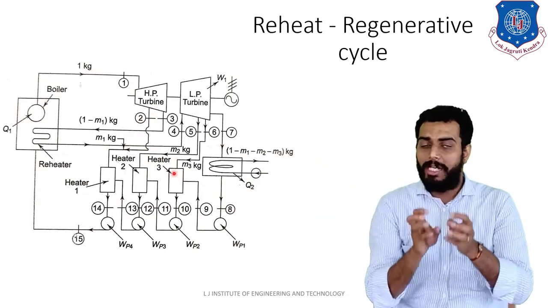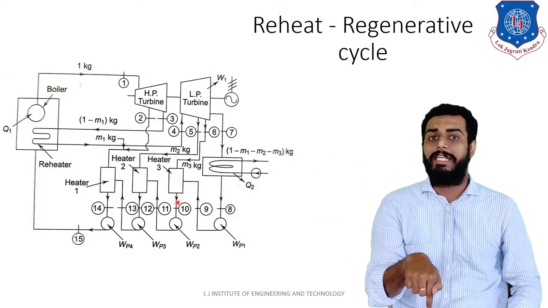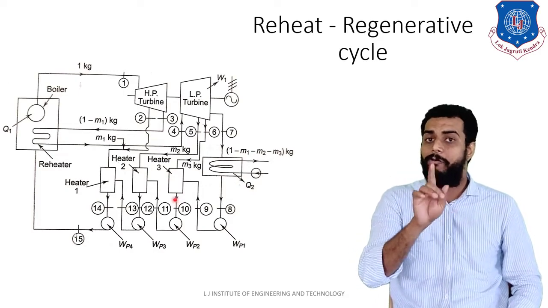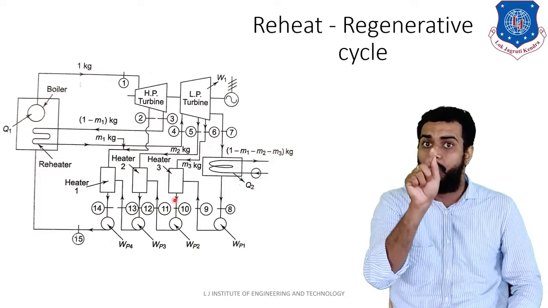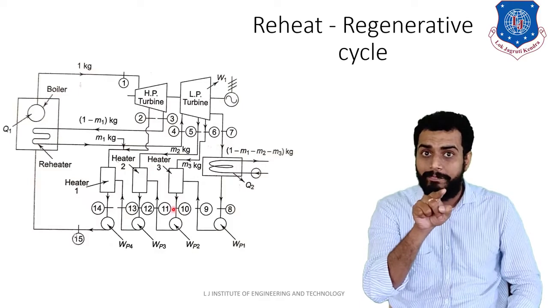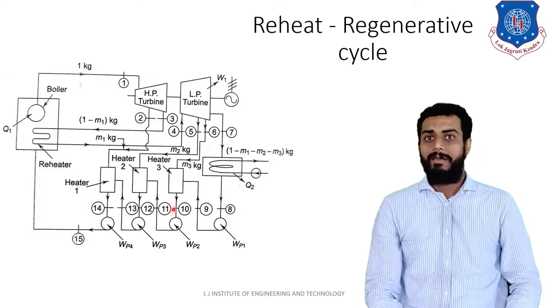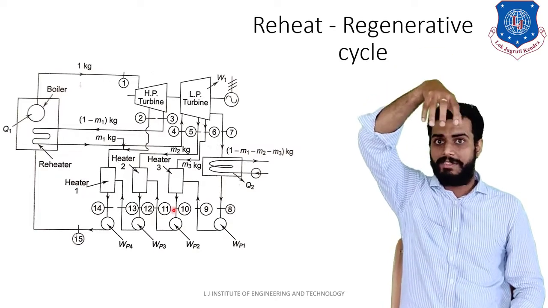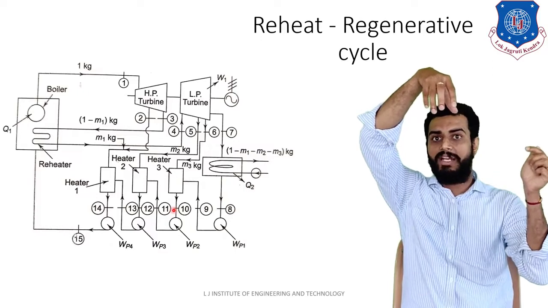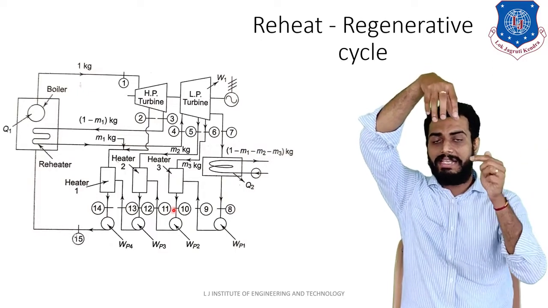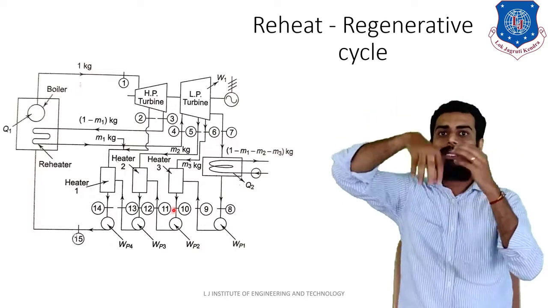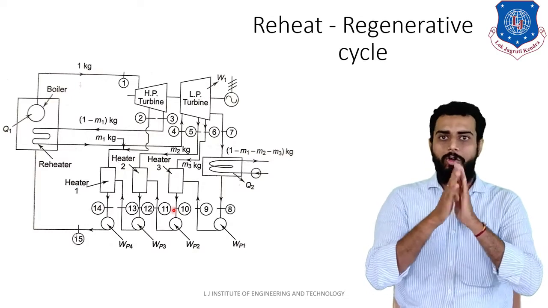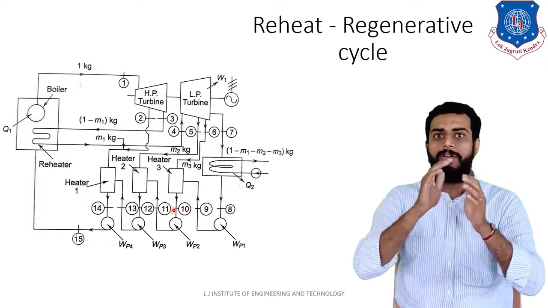Now at point number 10, that is at the outlet of heater 3, what will you have? You will have 1 minus m1 minus m2 kg of water or steam? Water, not steam. Why, sir? Because when you are supplying m3 kg of steam from the top side, and 1 minus m1 minus m2 minus m3 kg of water from the right hand side, both will get mixed up. This is called an open contact type heat exchanger, or open contact type heater, or feed water heater.